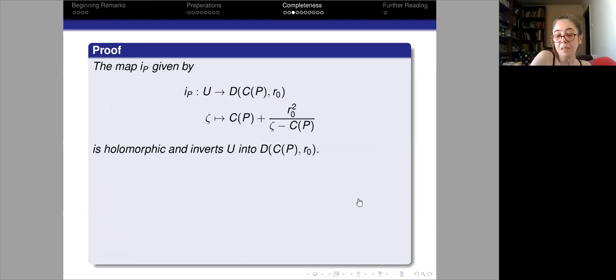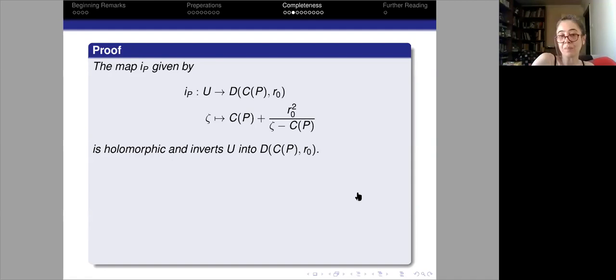After talking about the setup, we defined the map IP as an inversion which sends our domain to the disk with center the external tangent disk, centered at CP, with radius R0. So this takes the point zeta from the domain and sends it to the point CP plus R0 square over zeta minus CP. This is holomorphic, obviously, and it inverts U into the external tangent disk.